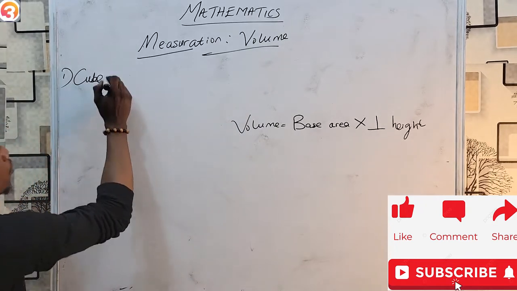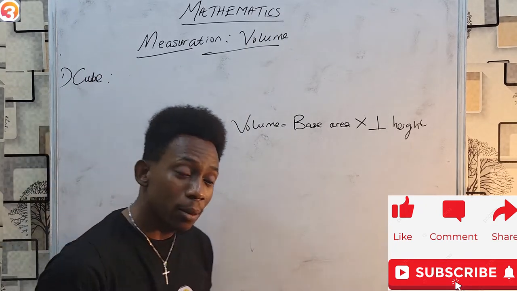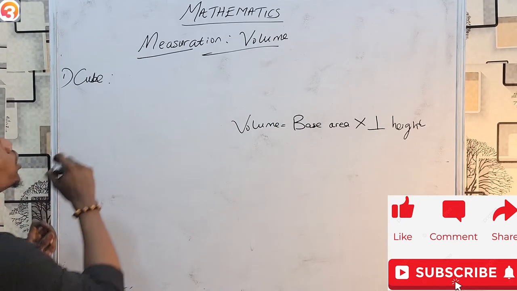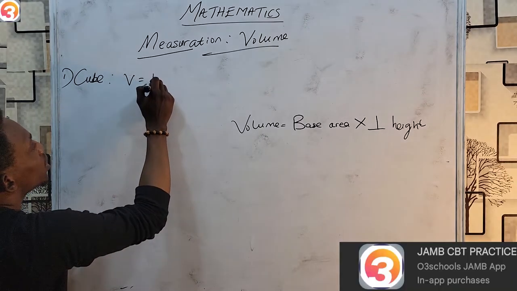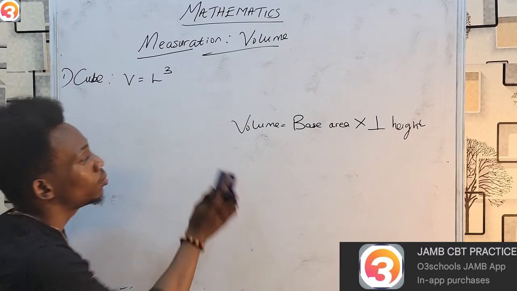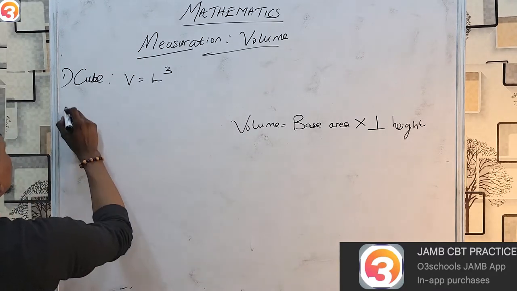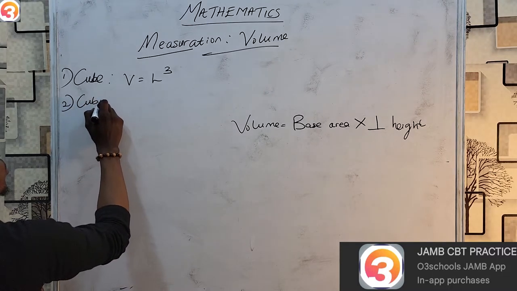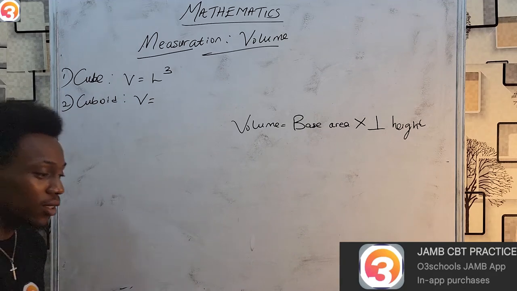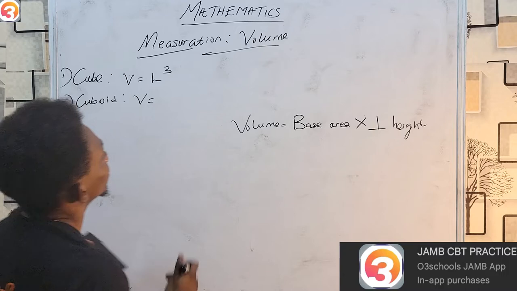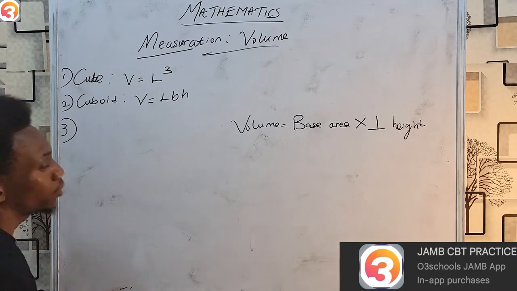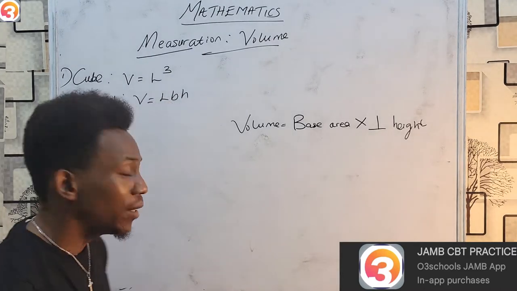So let's see. A cube is a three-dimensional shape in which all sides and all faces are equal. So for a cube, the volume equals L cubed. Very, very straightforward. That's it for a cube, L cubed. Then a cuboid is like a cube, but in its case, all sides are not equal. So it now has different length, breadth, and height. And therefore the volume is LBH. Very, very simple.